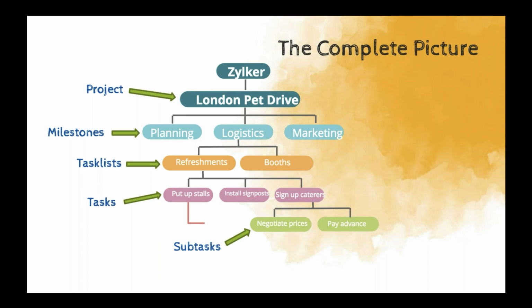Another important thing I would like to mention here is the task dependency. At Zoho Projects, we support four different types of task dependencies: the finish to start, the start to finish, the finish to finish, and the start to start. I'll be showing you in detail about these dependencies during the demo.